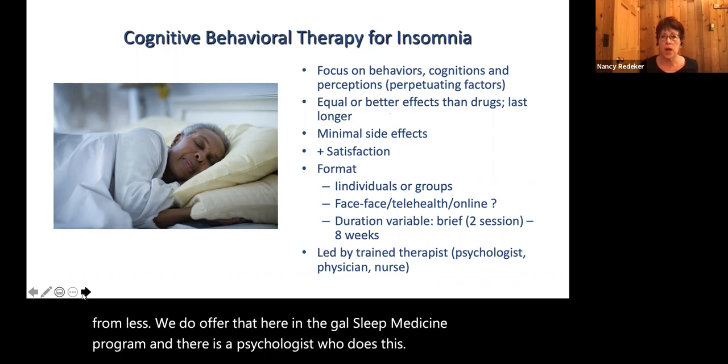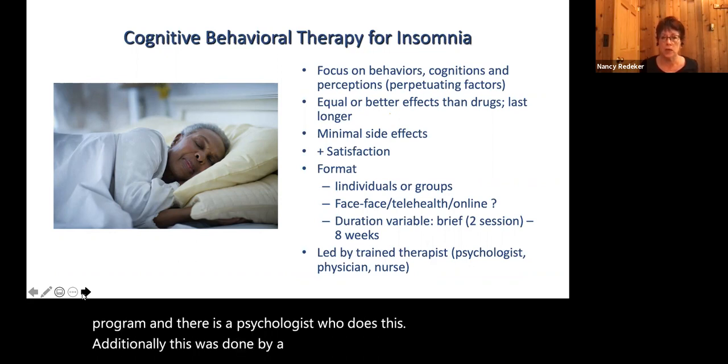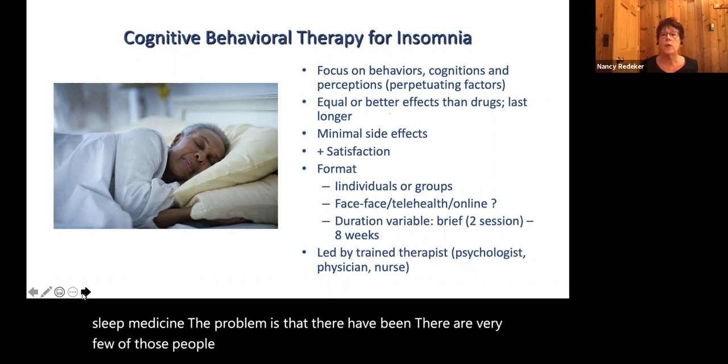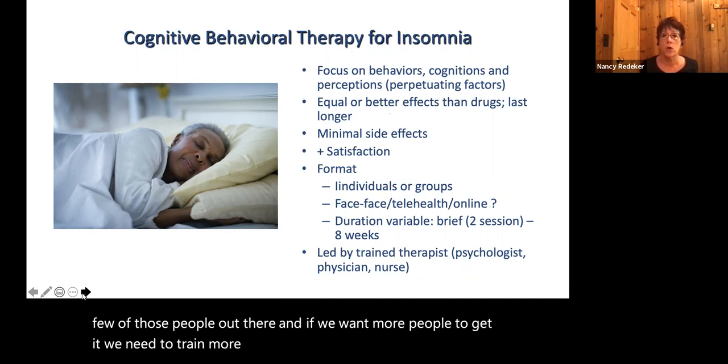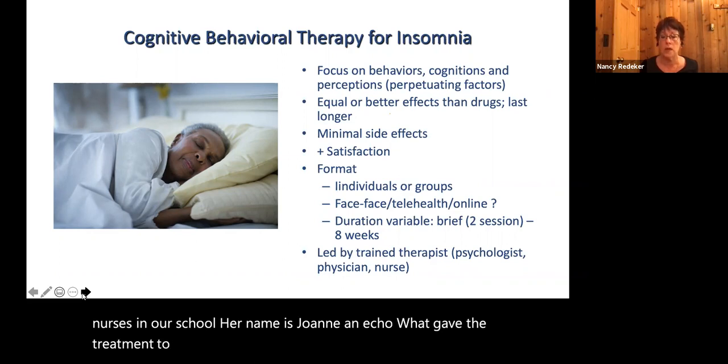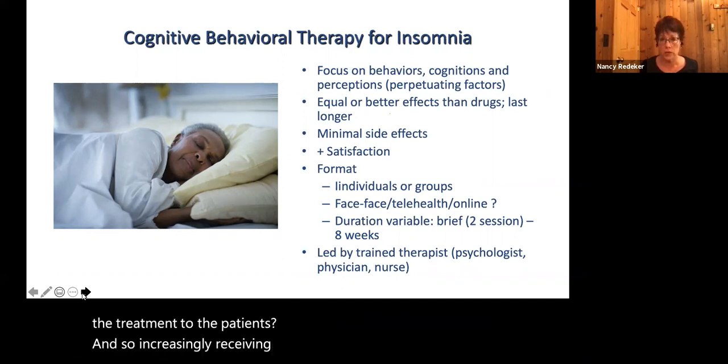Traditionally, this was done by a psychologist who specialized in sleep medicine. The problem is that there are very few of those people out there. If we want more people to get it, we need to train more people to do it. So in my work, one of the nurses in our school, Joanna Ineko, gave the treatment to the patients. Increasingly we're seeing nurses that are trained to do this.